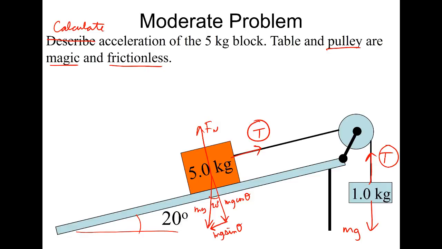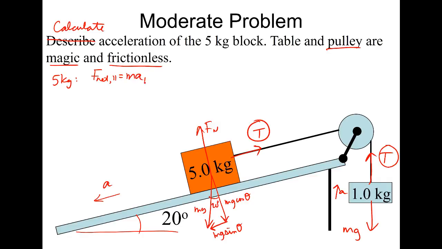But first, we want to guess what's going to happen. And it seems reasonable to say that the 5 kilogram is going to go down the incline. So let's choose acceleration to be in this direction, down the incline for the 5 and upwards for the 1. We want to make sure to choose accelerations that are consistent. So for the 5 kilogram block, we're going to have basically F net perpendicular is equal to MA.